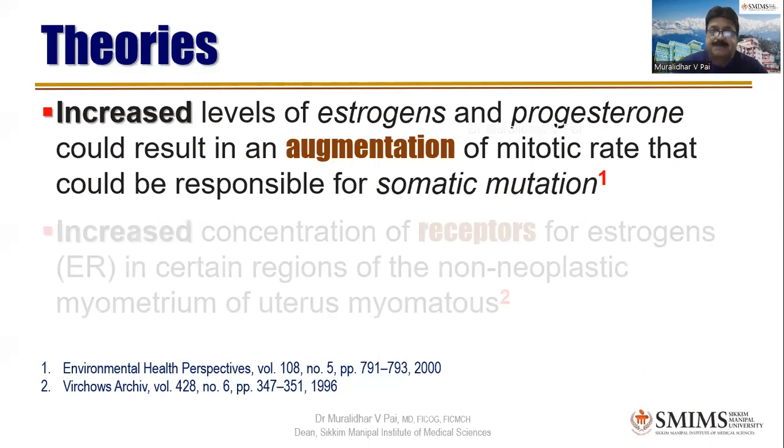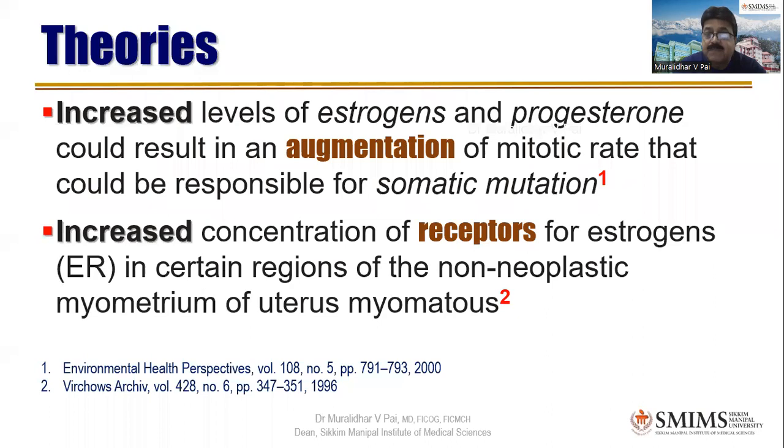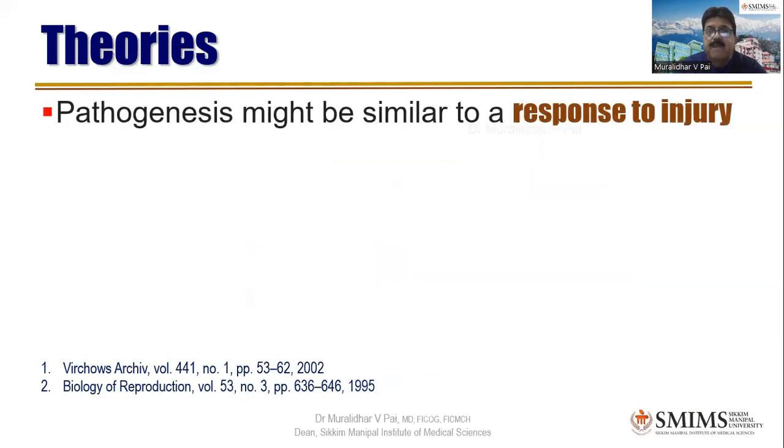in certain ladies. Increased concentration of receptors for estrogen, ER as we call it, in certain regions of the non-neoplastic myometrium of the uterus. So even though estrogen is there in every single lady, not everybody will have fibroids; there should be increased concentration of estrogen receptors in certain regions of non-neoplastic myometrium. Then there will be fibroid. Pathogenesis might be similar to a response to injury, inflammation. What is the response to injury? Inflammatory response, isn't it? Whenever there is an injury.